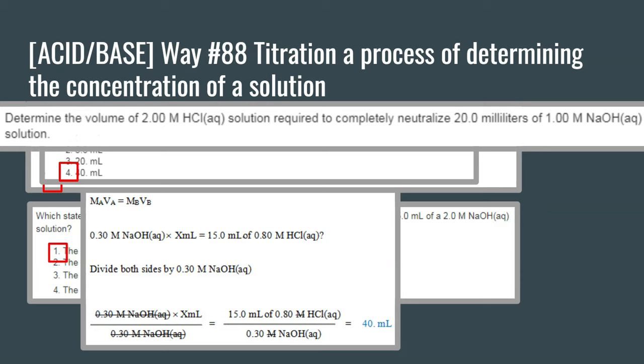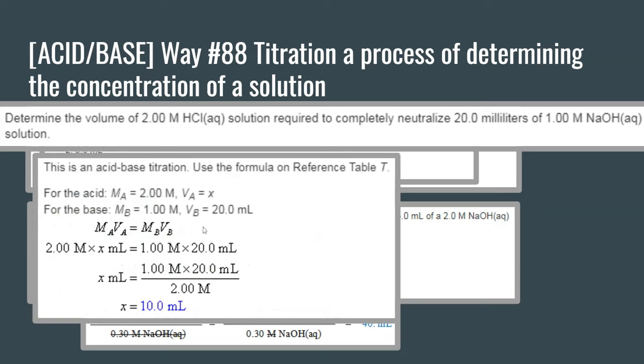Determine the volume of 2 molar HCl solution required to completely neutralize 20 milliliters of 1 molar NaOH solution. Here, 2 molar HCl corresponds to the molarity of the acid. HCl is a well-known acid. 20 milliliters is the volume of base, and 1 molar NaOH corresponds to Mb, the molarity of the base. So you know Mb, Vb, and Ma. To solve for Va, you just plug in the following into the formula, and you get x is equal to 10 milliliters.